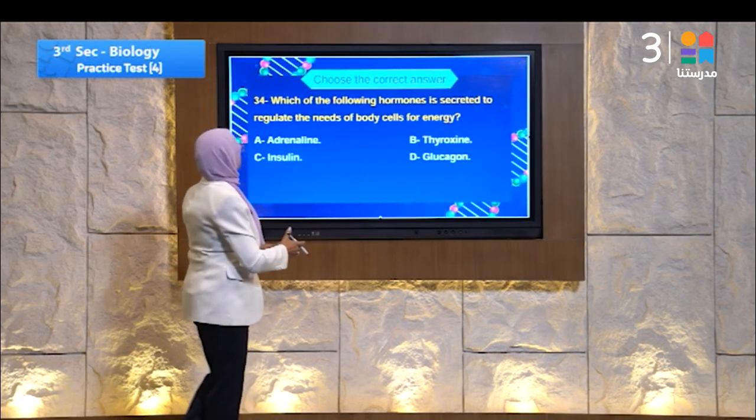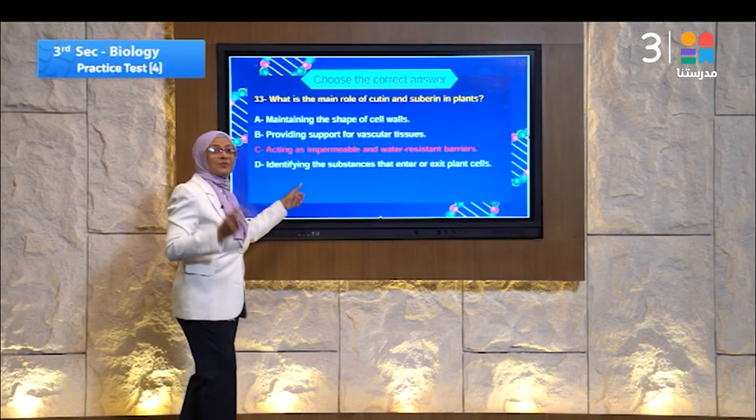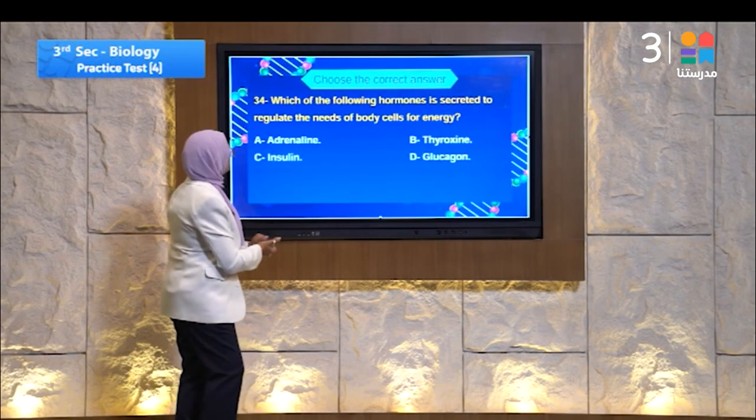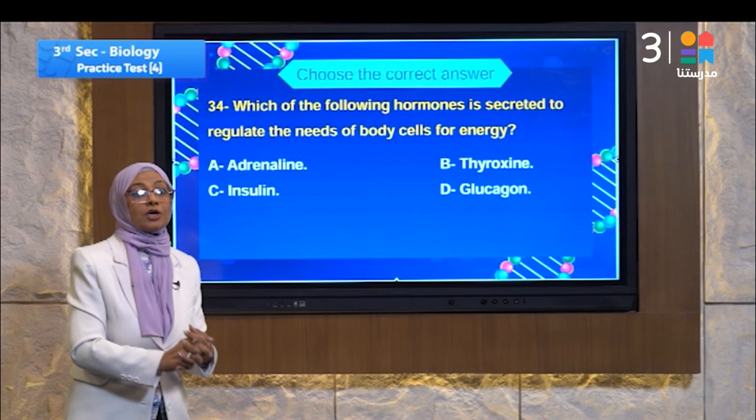Let's go to question number 34. Oh, that's an easy question with 2 marks. Let's go to the other easy question. 34. Which of the following hormones is secreted to regulate the need of the body cells for energy?